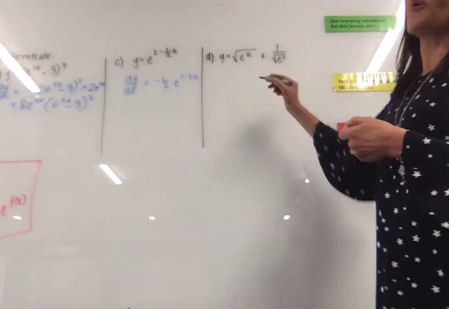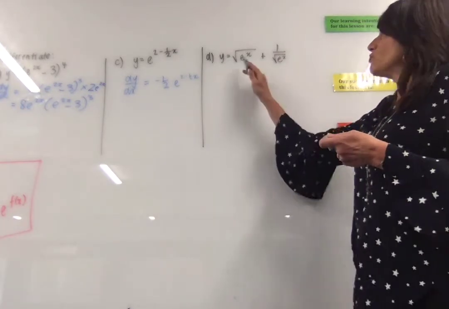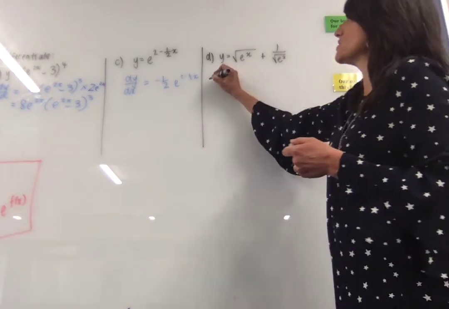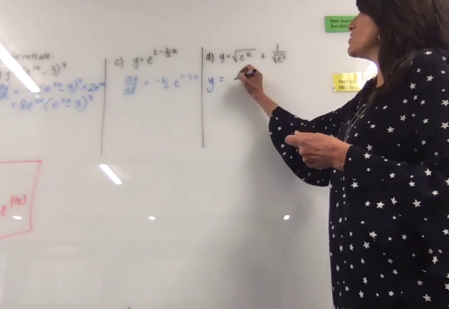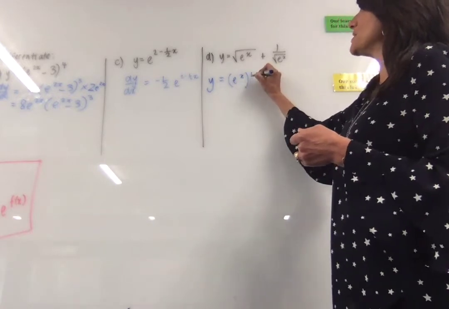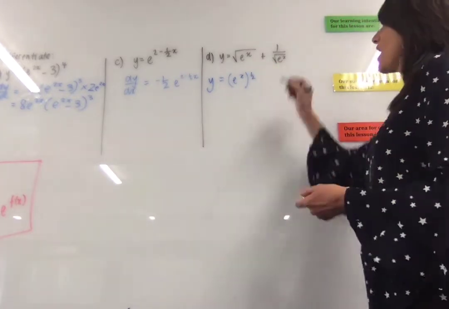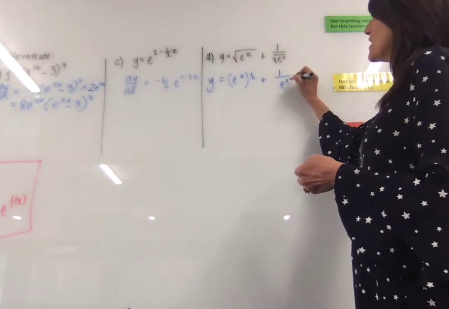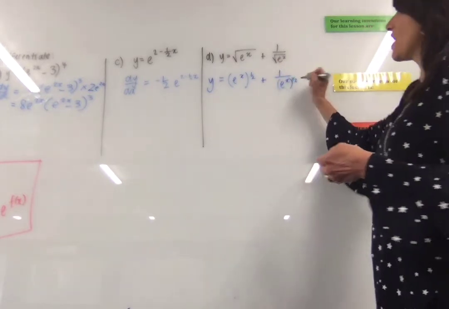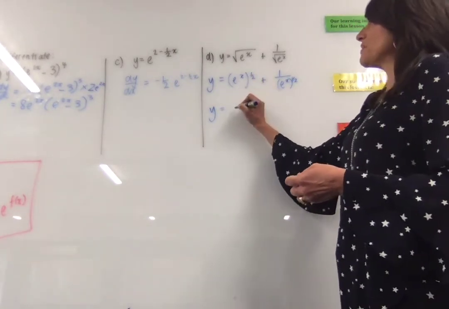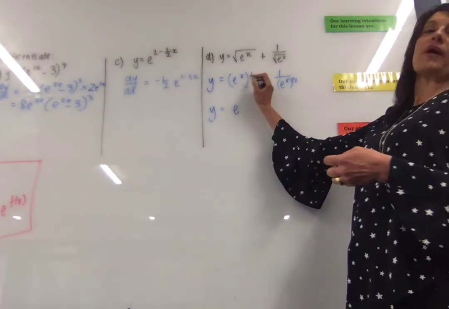This next one, before we differentiate, we might need to rewrite this using our fractional indices and negative indices. So let's write it as e to the x. When we're taking the square root, it's the same as raising it to the power of a half. And this would be the same as e to the x to the power of a half. So let's tidy this up a bit. So we've got, this becomes e when we've got brackets.